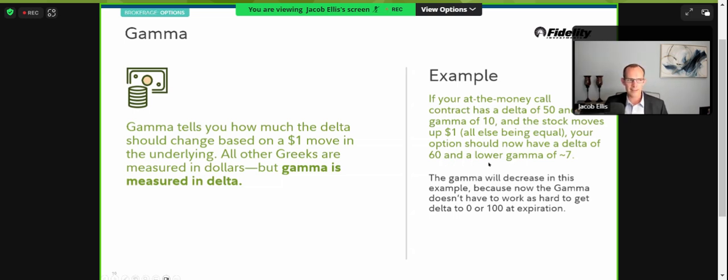Now, we will look at this example and understand it, but the key is when we look at gamma, gamma is going to be most associated with shorter term options.